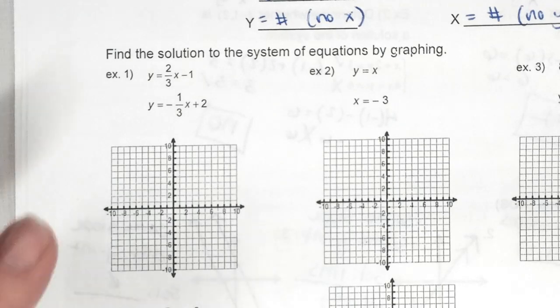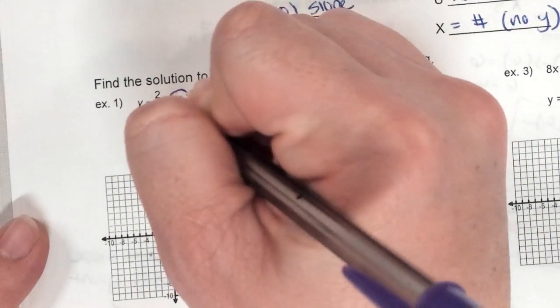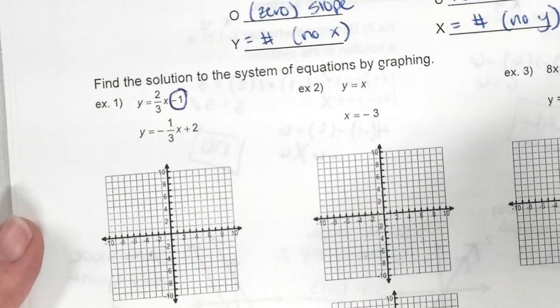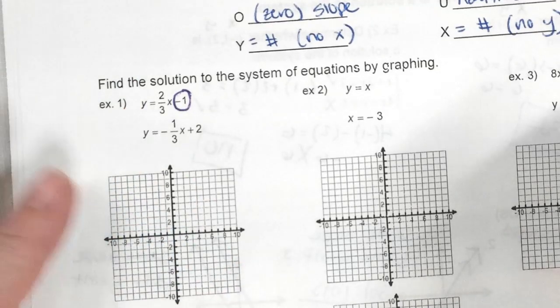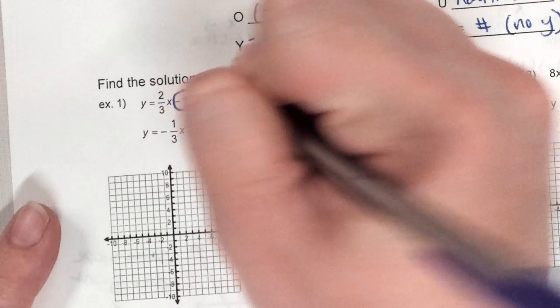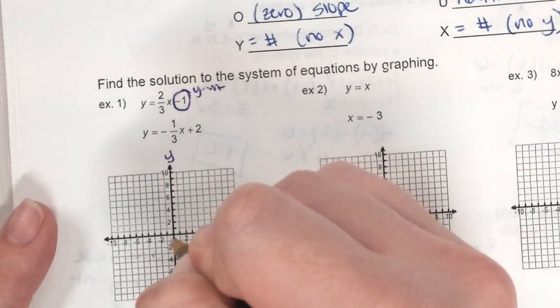Now, if you're not good at graphing, can you type this in your y equals and plot points? Yeah, 100%. I don't like doing that. I feel like it takes longer. I think it's easier just to look at it. Your y-intercept is the number by itself. So this is my y-intercept, because y is by itself. That's why I can look at this and know. So -1 is my y-intercept. So on my y-axis, I'm going to put a point at -1.